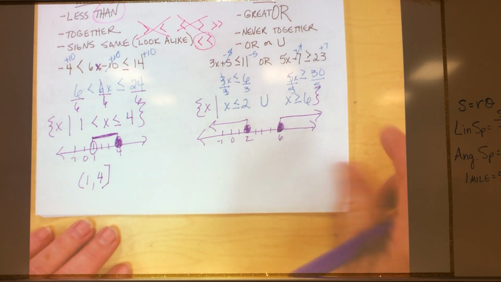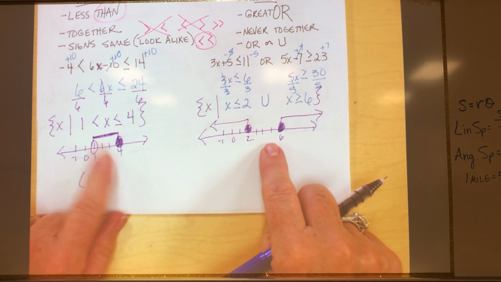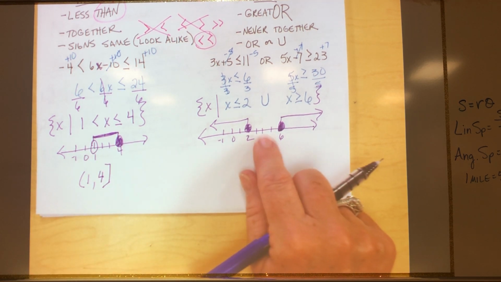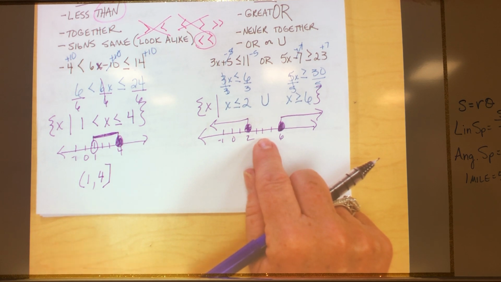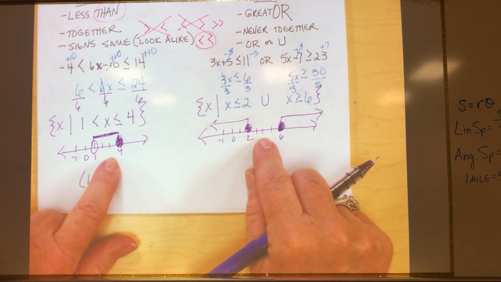All right, look at the difference. And statement, or statement. And statement, or statement. If I graph something and they say it's an and statement and it looks like this, I'm going to go back and check and see did I make a mistake, okay? They most of the time look like this.